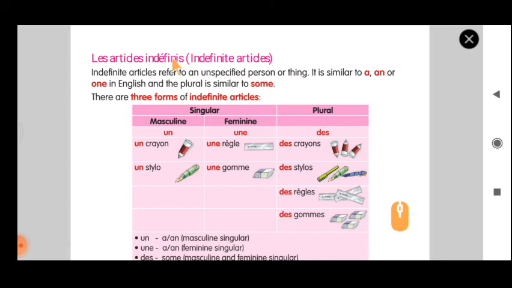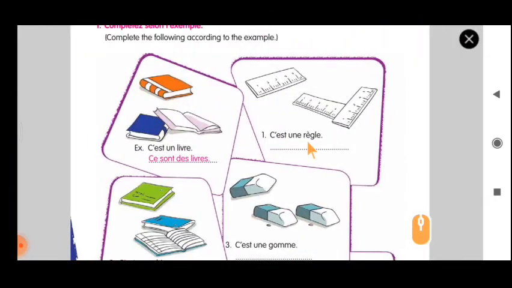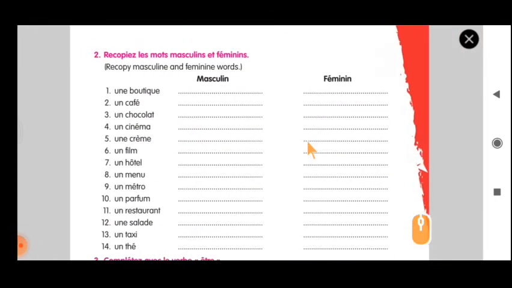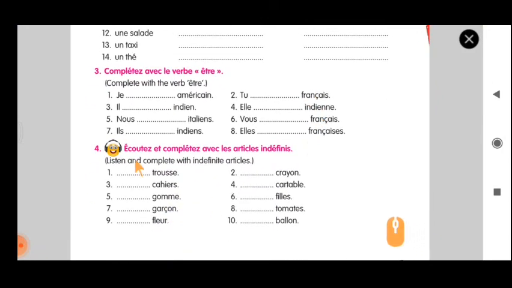So l'article indéfini, there are 3 forms, that is un, une, des. Out of this, un is used for masculine noun, and une is used for feminine noun, and des is used for plural. So this already we have seen. So straight away we will go for exercise number 4. See, exercise number 4 is here.